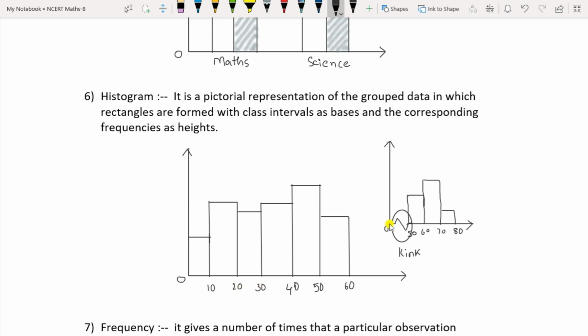But if suppose the difference is not equal from 0, then you have to put a kink here. Like this, if suddenly from 0 it is starting from 50 onwards and then the difference is 10, 10, so from 0 to 50 the difference is 50. Afterwards it is 10. So you have to put a curve here, that is called a kink.